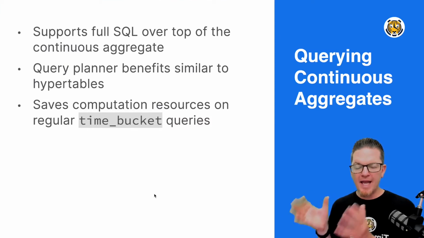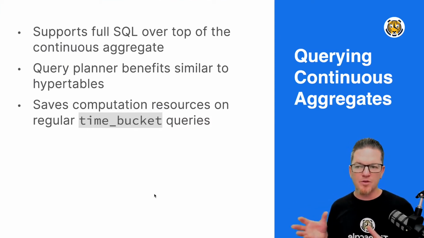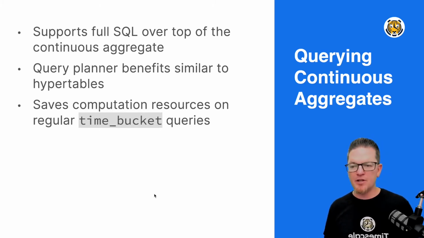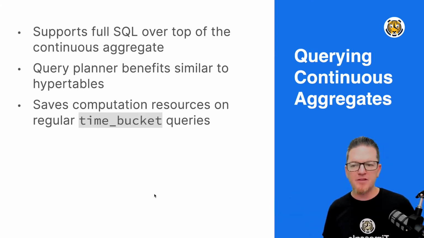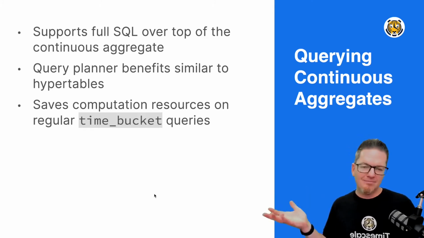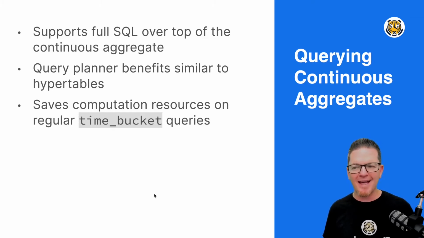So again, once you create the continuous aggregate, it is like a Postgres table. It supports full SQL, so you can join it to other tables. You can get more value out of the data that you've computed. You get those query planner benefits because we have chunked, hypertable-like storage. And again, it just saves you computation. You could literally be saving hundreds of millions of rows of querying time that you just don't have to do anymore. And that brings a lot of value.